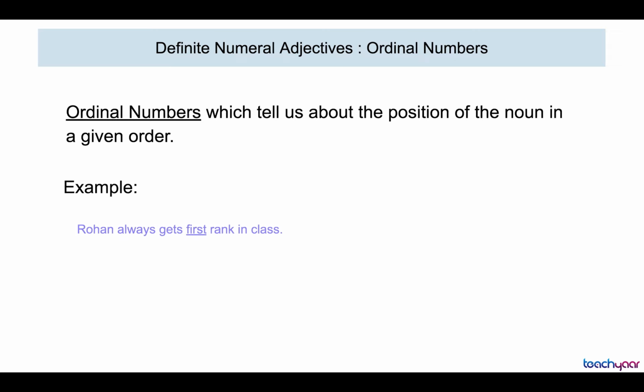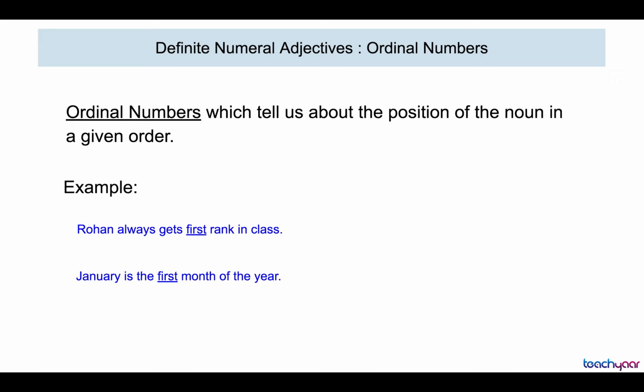What does that mean? Look at this example. Rohan always gets first rank in class. So, what is the position of Rohan in class? There's a ranking system. What is his position? First. So, when you say he comes first in class, then that is an ordinal number and that is a definite numeral adjective. January is the first month of the year. Now, there are 12 months. What is the position of January? It is the first month. So you have these first, second, third, fourth, and so on.